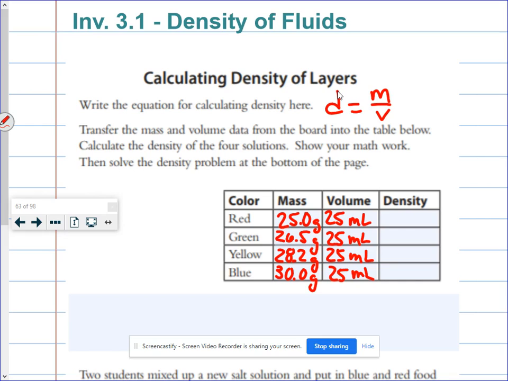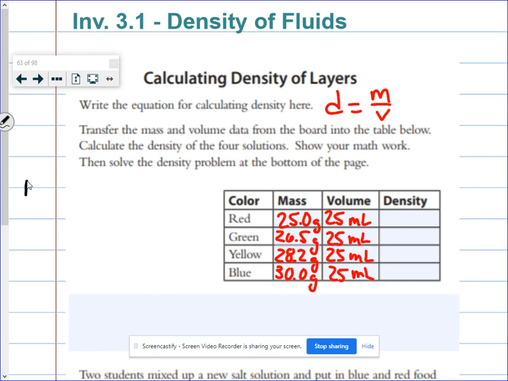All right. So you are going to, over here on the side and below the chart is where you can show your work. I want everybody to show their work. I'm going to do the first one with you, and then I want you to do the next 3 on your own. So I'm going to title this one over here red, okay? Because I'm going to have 4 calculations. So I want to make sure that I know which one is which. So I'm going to write red over here. And then I'm going to write my equation, D equals M over V.